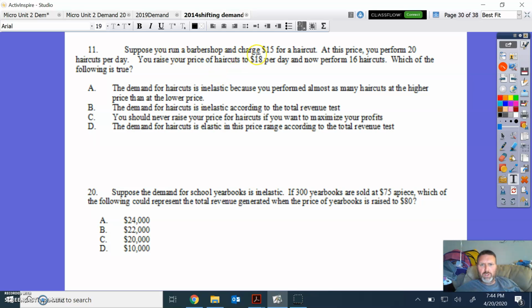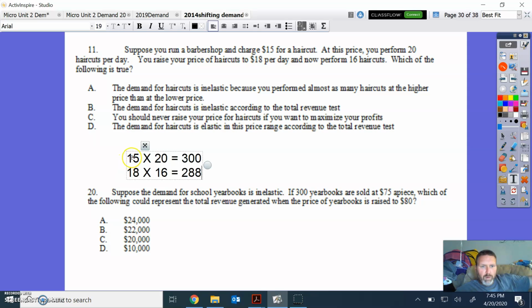Suppose you run a barbershop and charge $15 for a haircut. At this price, you perform 20 haircuts a day. 20 times 15 is 300, right? You raise your price of haircuts to $18 and now perform 16 haircuts. Which of the following is true? Pull out my calculator right here. 18 times 16 is 288. So 15 times 20 is 300, and 18 times 16 is 288.